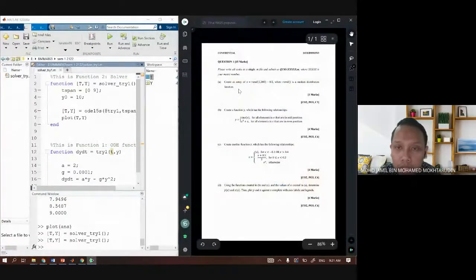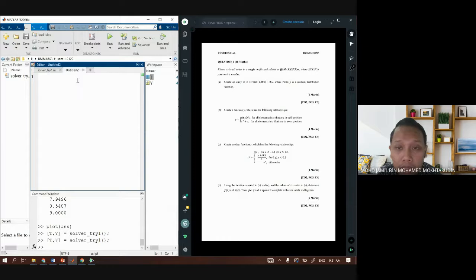Okay, so question 1 ni, you need to write a function, okay? That's why dia cakap kat sini, create a function. So maybe you can start by writing a function, or maybe you can start by answering question A. So question A is straightforward je, okay? So just tulis apa yang dia nak.